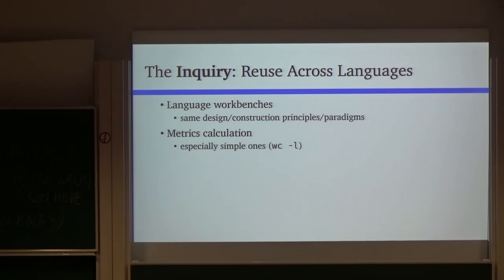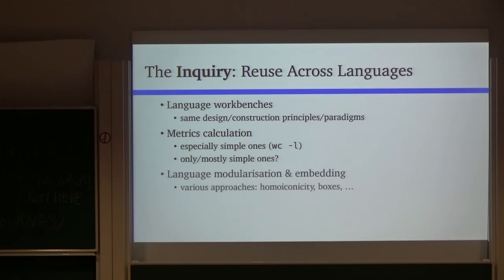What definitely works across languages is metrics calculation, especially simple metrics. So if you want to know how many lines of code are in your code and you don't care about the empty lines, well, you do wc -l and there you go. You have developed your first language agnostic program. Then you start playing with pipelines and sets to grep -v to get out the empty lines, and then it gets slightly complicated. So sometimes there is a suspicion that it works only for simple cases.